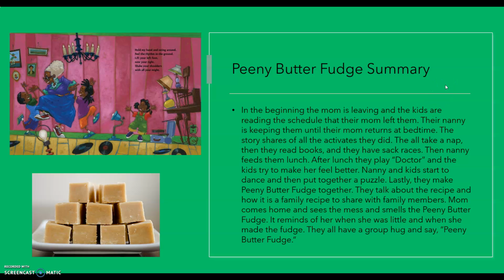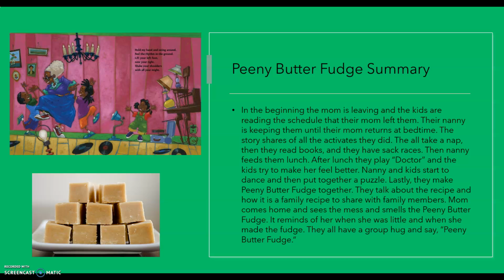Peanut Butter Fudge Summary. In the beginning of the story, the mom is leaving and the kids are reading the schedule that their mom left them. Their nanny is keeping them until their mom returns at bedtime. The story shares all the activities they did. They take a nap, then they read books, and they have sack races. Then Nanny feeds them lunch. After lunch, they play doctor, and the kids try to make her feel better.